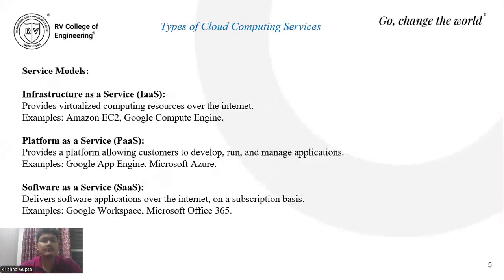Next, we will move on to the different cloud computing services. So in cloud computing, we have three different service models: infrastructure as a service, in which we are provided with different computing resources over the internet. For example, Amazon provides a service known as Elastic Compute Cloud, in which we can perform computing on our data in a batch processing manner. Other examples include Google Compute Engine.